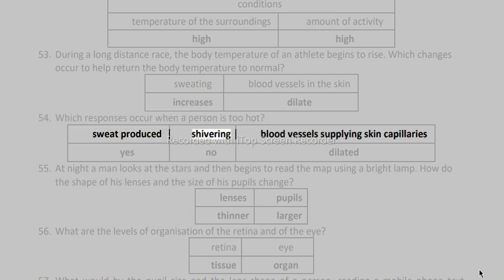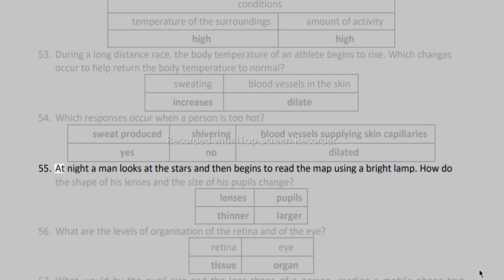54. Which responses occur when a person is too hot? Sweat produced, shivering, blood vessels supplying skin capillaries. Yes, no. Dilated.